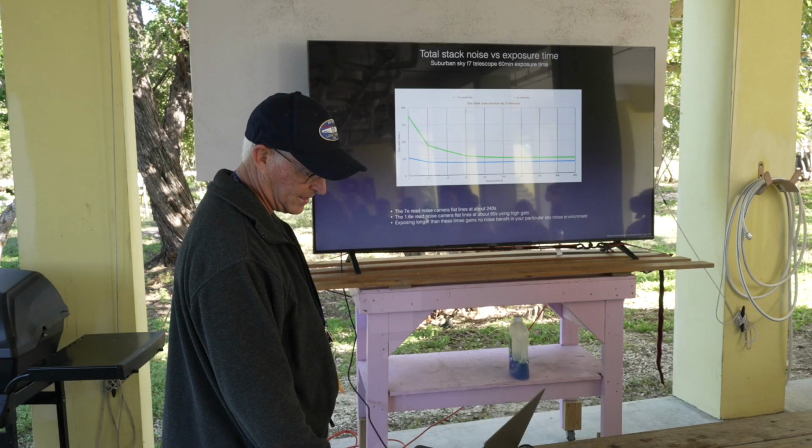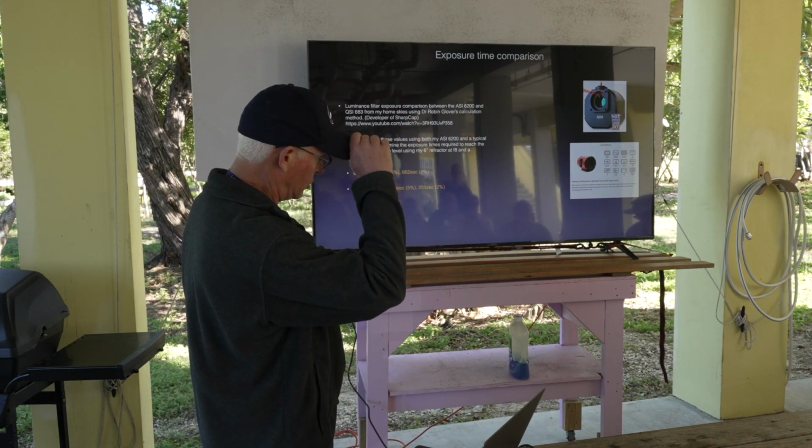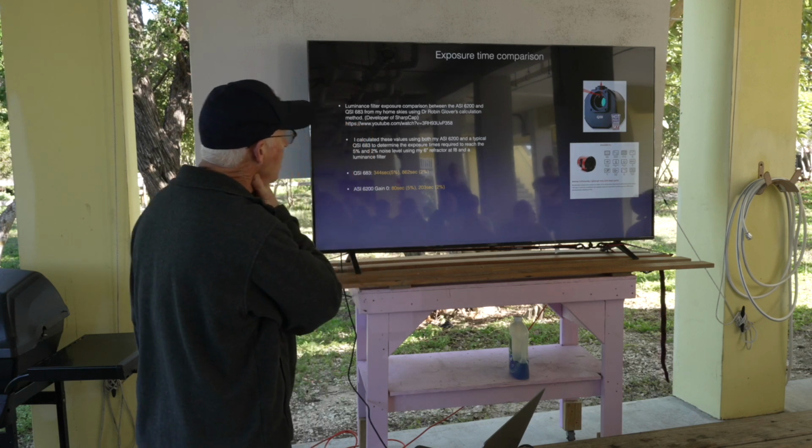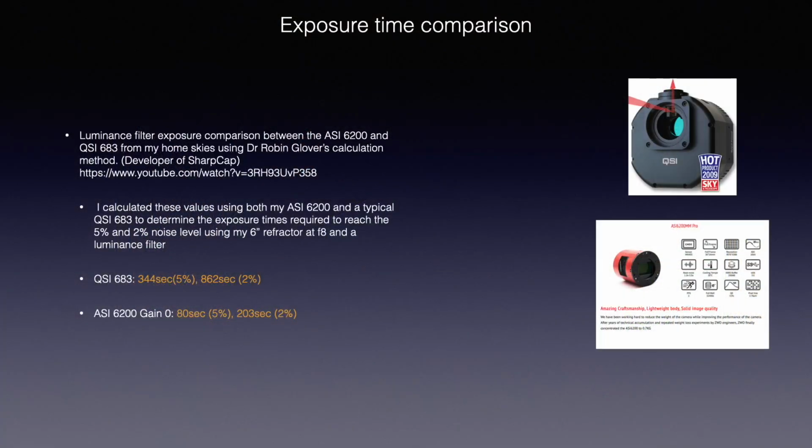So, yeah, pretty incredible. Here's a little comparison I did. I used to have a QSI 583 and a 683. At home, to get to the 5% noise level under my bright suburban sky, I had to shoot for 344 seconds. At low gain with my new camera, that's now down to 80 seconds. At high gain, for 2% noise, I'd have to shoot for 800 seconds at home. I can do that same thing in just over 3 minutes now.